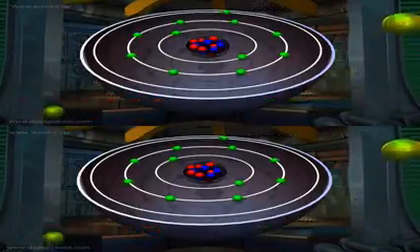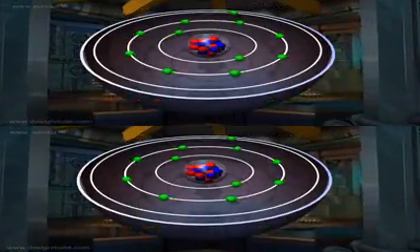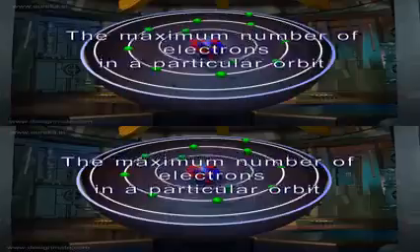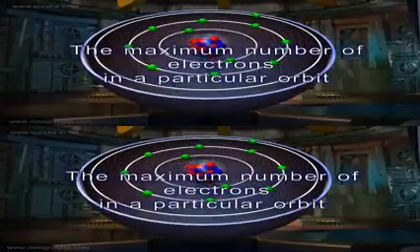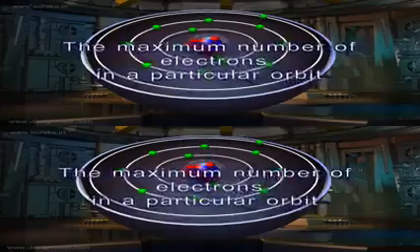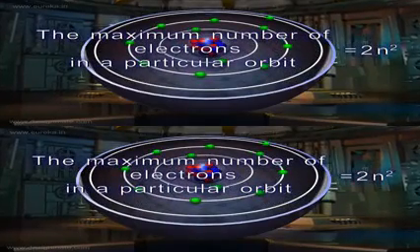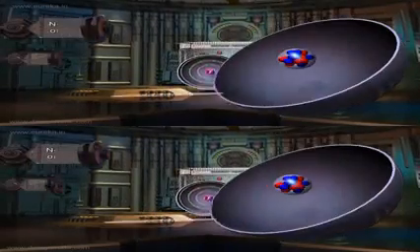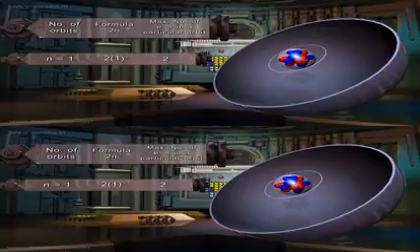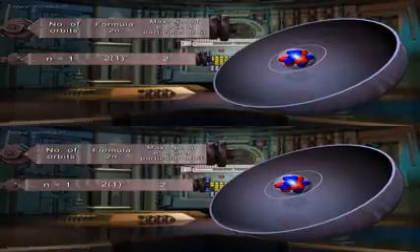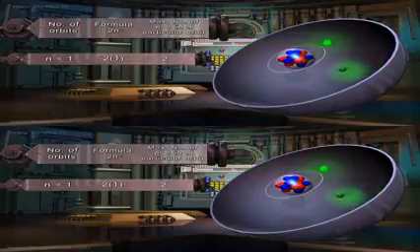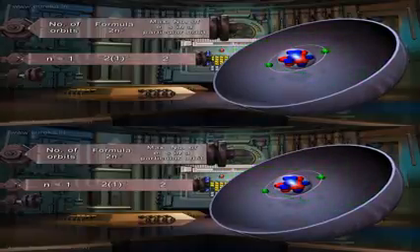Every orbit has a certain capacity to accommodate electrons. According to the Bohr-Bury rules, the maximum number of electrons that can be accommodated in a particular orbit is determined by the formula 2n², where n denotes the orbit number. For the first orbit, n is equal to 1. Therefore, 2n² is equal to 2. Hence, the maximum number of electrons that can be accommodated in the first orbit is 2.